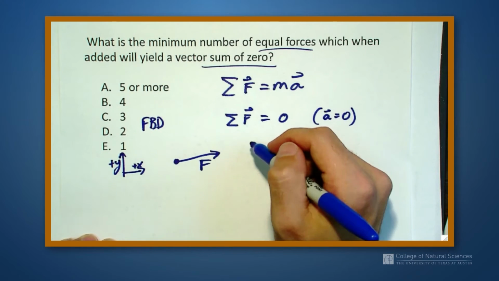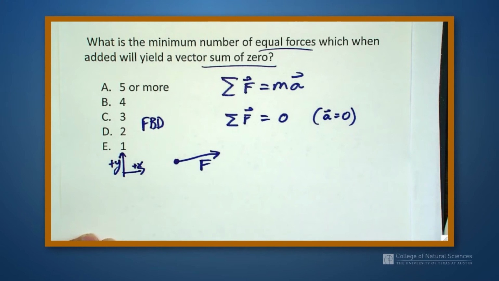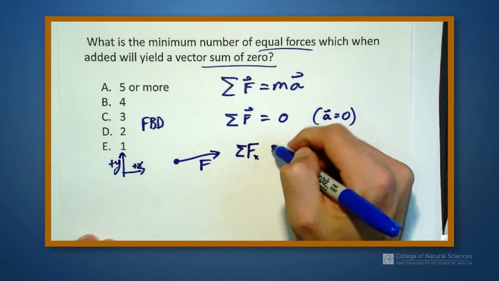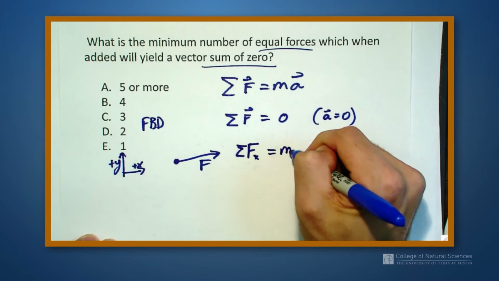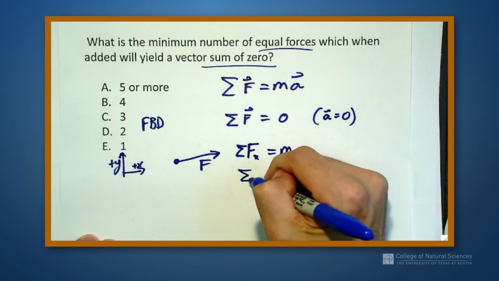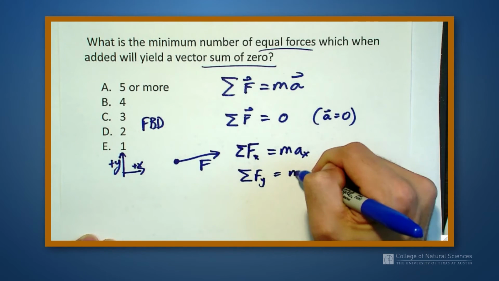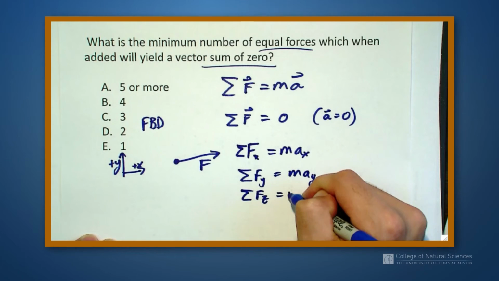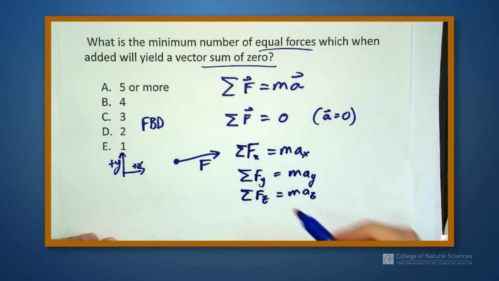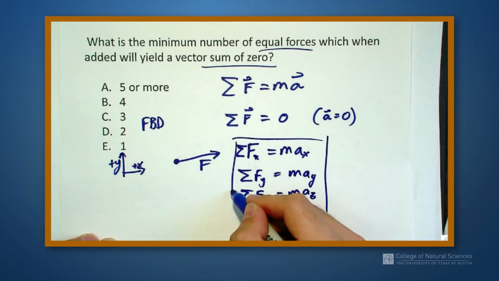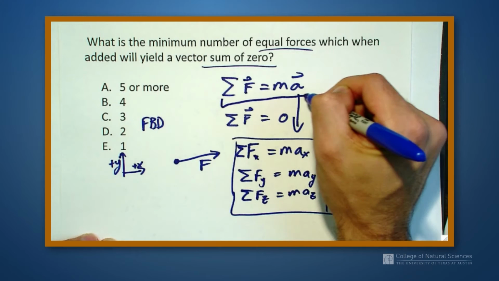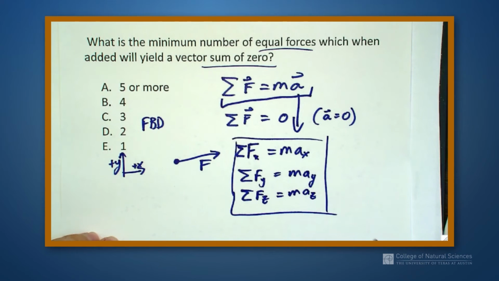Well, Newton's second law really is a combination of three equations. There's a sigma F in the x direction, gives us our acceleration in the x direction. There's a sigma F in the y direction, which will give us an acceleration in the y direction. And last but not least, a z direction, giving us an acceleration in the z direction. So there are three equations that come out of this general one right here.